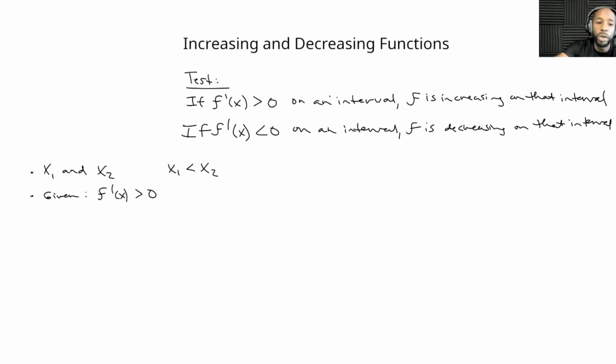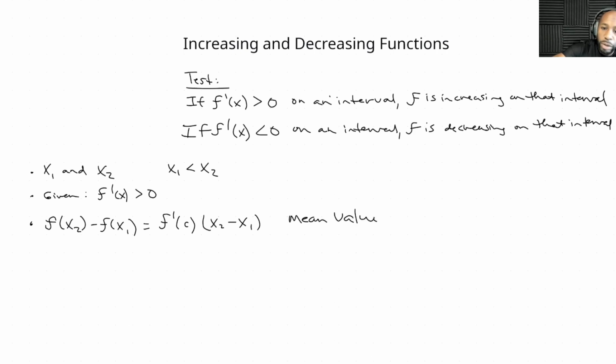Now, using something we talked about in my last calculus video, the mean value theorem. The mean value theorem states that f of x2 minus f of x1 is equal to f prime of c times x2 minus x1. If you want to go back over that video, it's a calculus video that you can find in my video library. I just did it within the past short while.